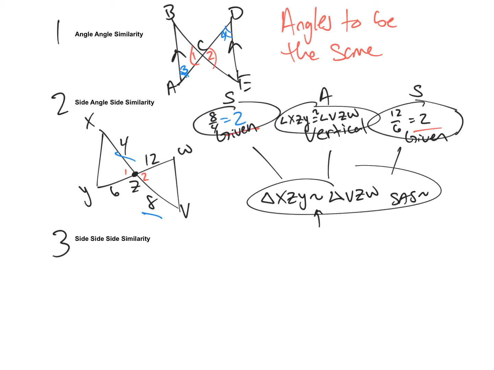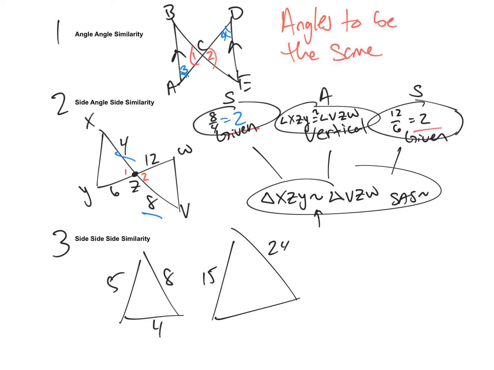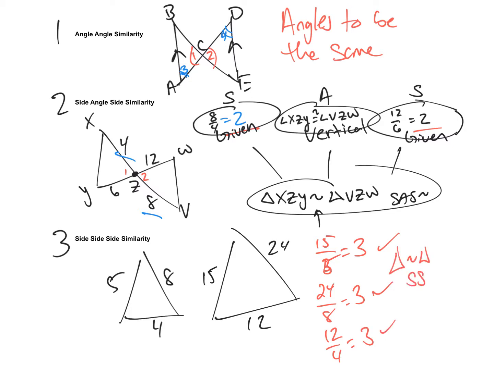And then finally, we have side-side-side similarity. So here I'm just going to draw 2 separate triangles. I have 5, 8, and 4. And I have a bigger triangle that is 15, 24, and 12. And so I notice that all my ratios are equal to 3. So I have 15 over 5 equals 3, 24 over 8 equals 3, and then 12 over 4 also equals 3. And so since all of these check out that they are the same ratio, then my triangles are similar by side-side-side similarity. So again, we have these 3 similarity conditions here to go through.